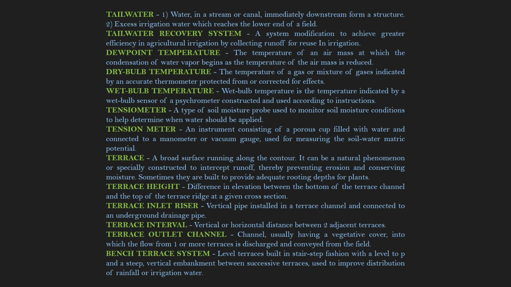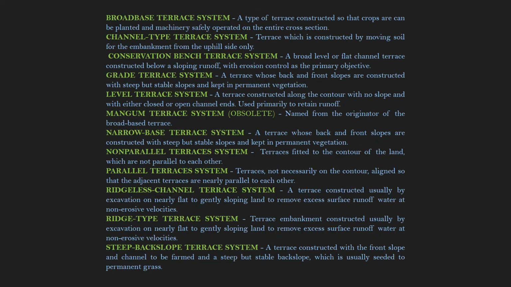Terrace outlet channel. Channel, usually having a vegetative cover, into which the flow from one or more terraces is discharged and conveyed from the field. Bench terrace system. Level terraces built in stair-step fashion with a level top and a steep vertical embankment between successive terraces. Used to improve distribution of rainfall or irrigation water. Broad-based terrace system. A type of terrace constructed so that crops can be planted and machinery safely operated on the entire cross-section. Channel-type terrace system.